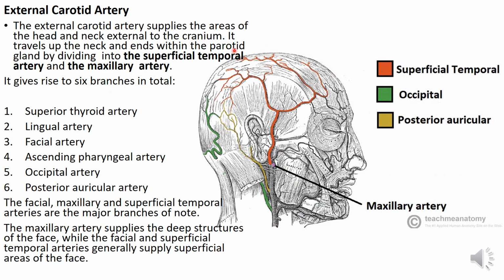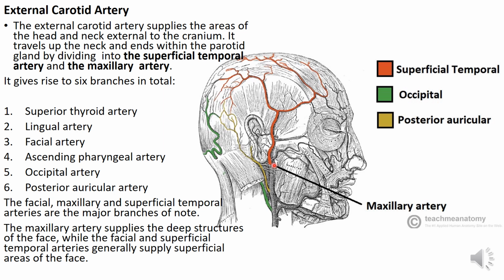Coming to the external carotid artery. The external carotid artery supplies the areas of head and neck external to the cranium. This artery supplies all the extracranial structures. This is the external carotid artery. In the neck, it ends into the superficial temporal artery, this brick colored vessel, and the maxillary artery. This is the maxillary artery. So in the neck, the external carotid artery ends into superficial temporal artery and maxillary artery.